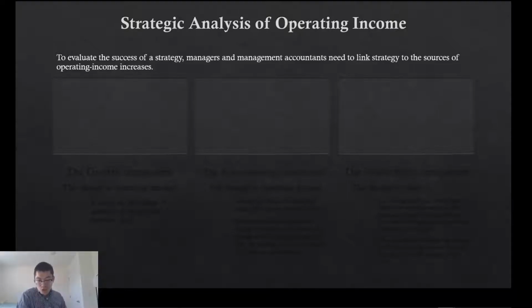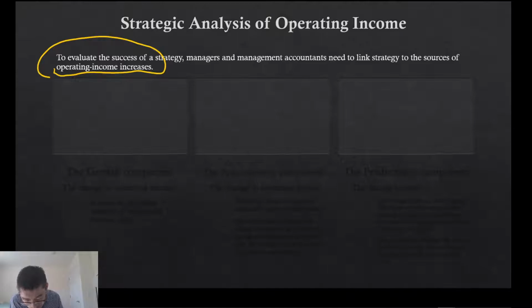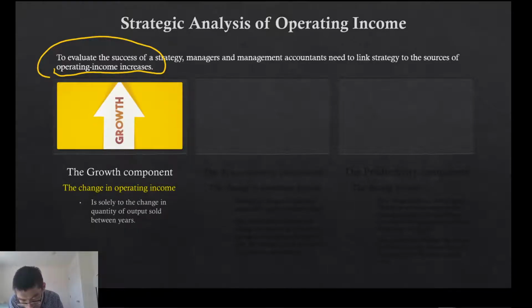All right. So, strategic analysis of operating income. To evaluate the success of a strategy, managers and management accountants need to link strategy to the sources of operating income increase, so financially, the financial perspective. How do we analyze that? First is the growth. What is growth? The change in operating income, whether our operating income has increased.